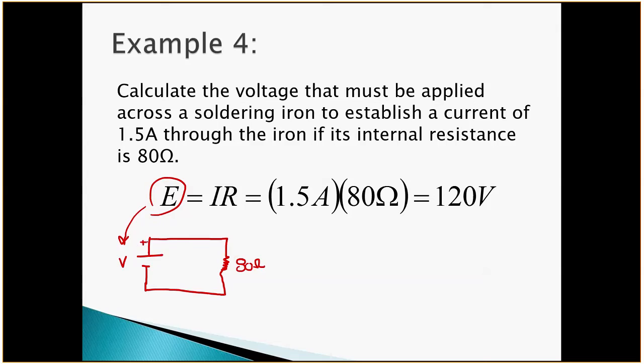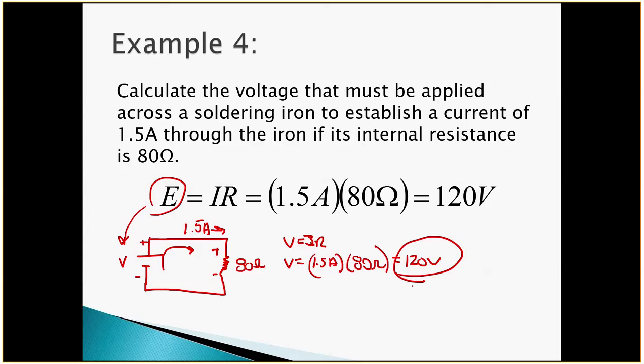And this is the positive terminal of the battery. This is the positive terminal of the resistor. And current is going to be flowing this direction. And I know that that current is 1.5 amps. So going back to my basic term, V equals IR, says that the voltage is going to be equal to 1.5 amps times 80 ohms, and that equals 120 volts. So I can determine what the voltage is that's applied across that battery.